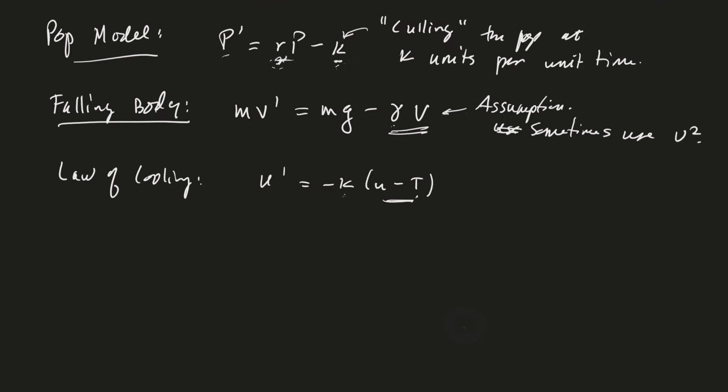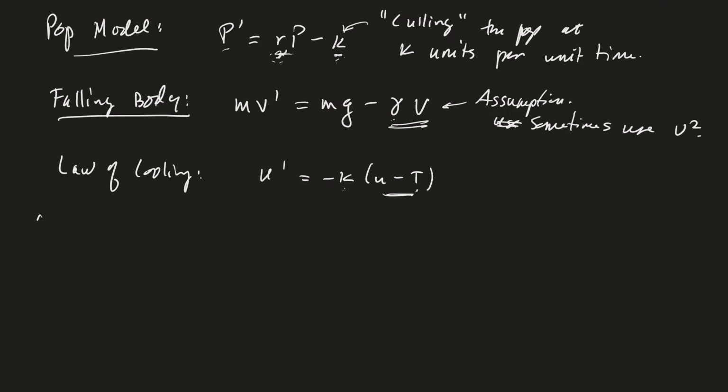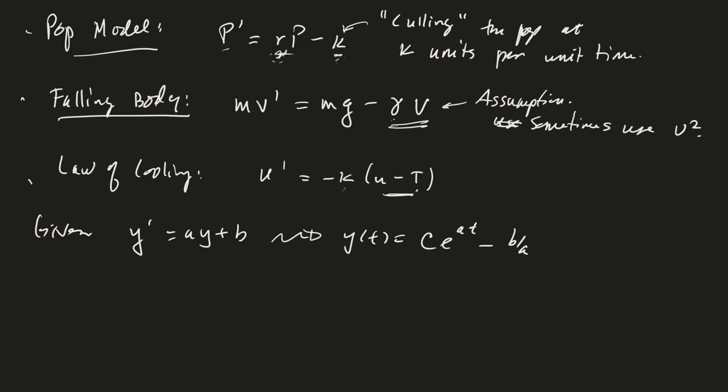I should also say that we know how to solve y prime equals ay plus b. Do you remember how to solve that directly without having to do anything? Because it's nice to just be able to write down the solution. y of t is going to be equal to ce to the at minus b over a. I say that it's nice because now you can solve all these other differential equations directly, right?